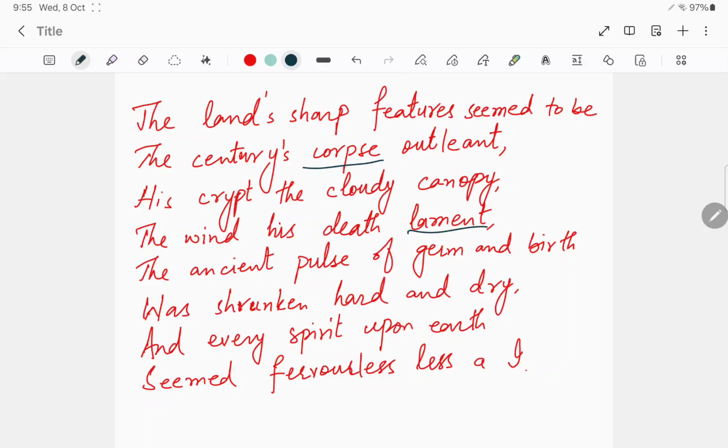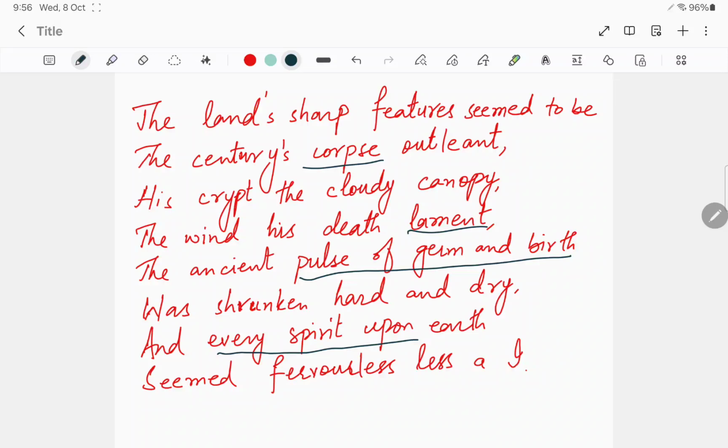actually, his observation goes beyond himself to all life and the natural cycle of growth, that is the pulse of germ and birth. And it seems lifeless, hard and dry, he says, and not only nature but also the human spirits. Every spirit upon earth seems fervorless. That means not only nature but also human spirits are very tired. They have been left with no passion, and they seem to be empty inside, shallow.